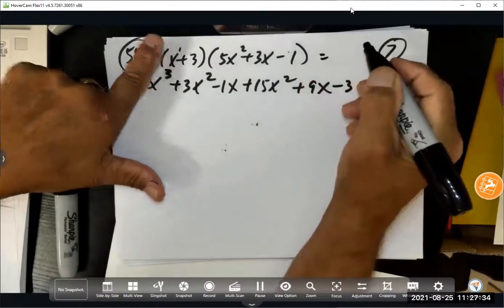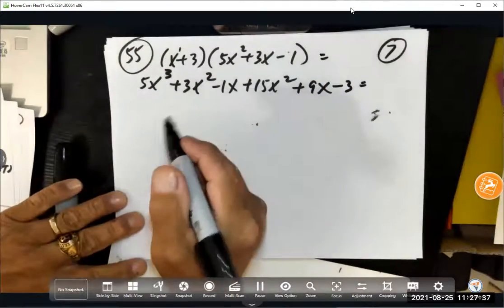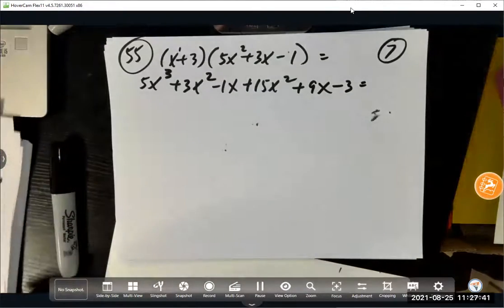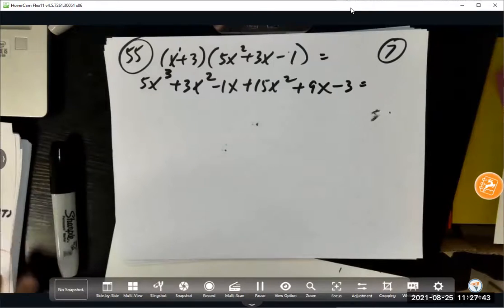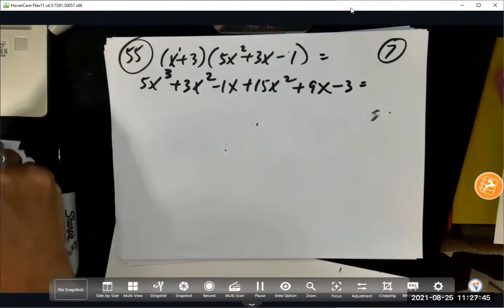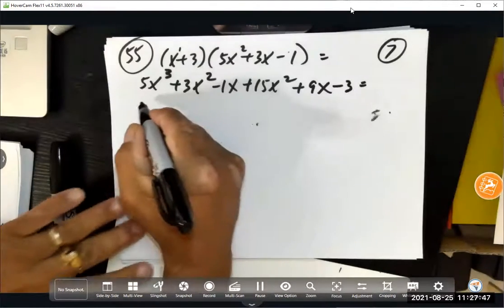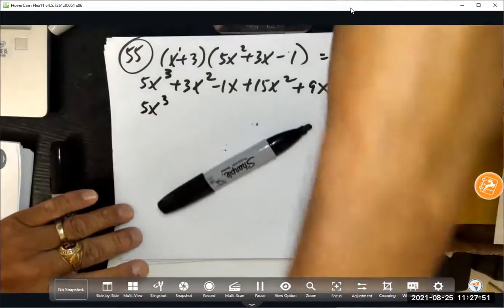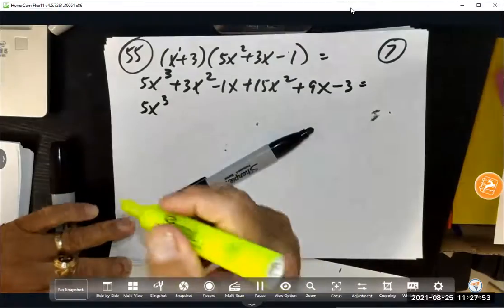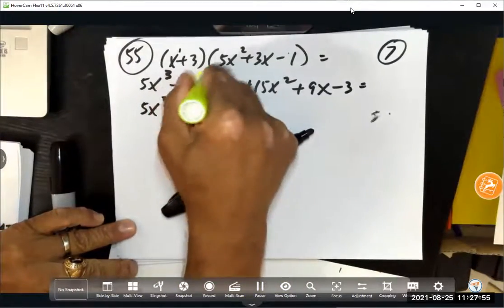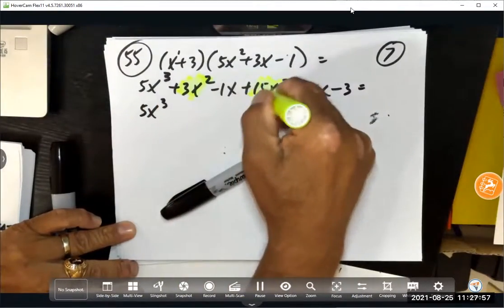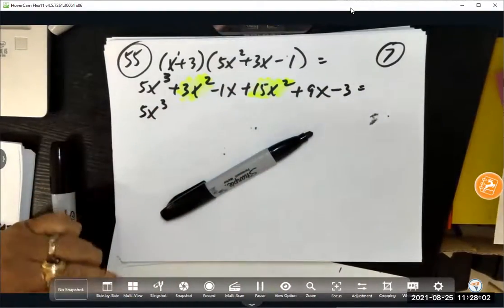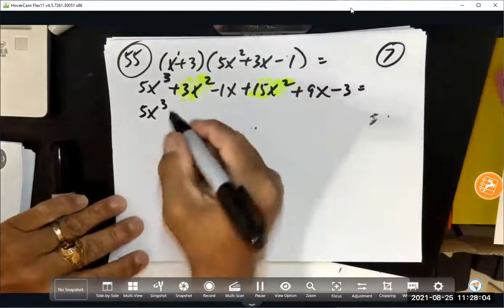All right. So now back to this problem, the original problem. We have a cube, and that's the only cube in the whole thing, right? There's only one cube thing. So do I just copy it then? Yes. Let me copy it down right here. But I do have squares. I have 3x squared, and I have a 15x squared. Is it possible to put those together? What do you think? Yes.